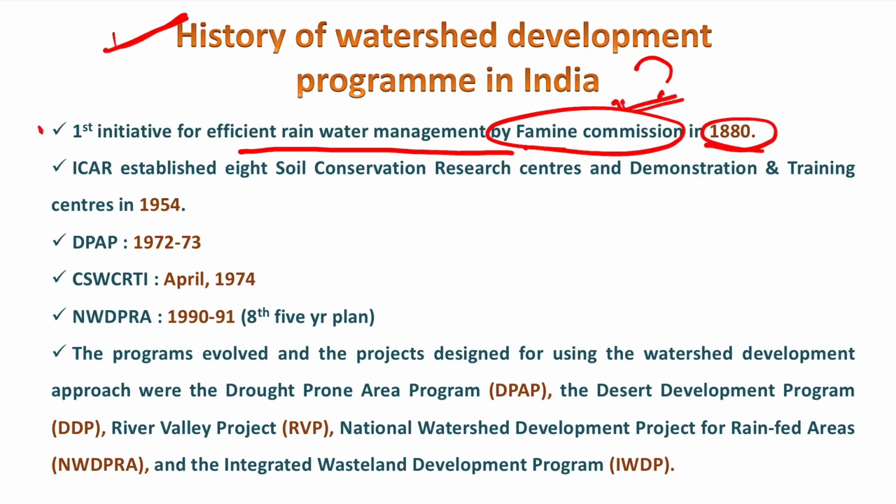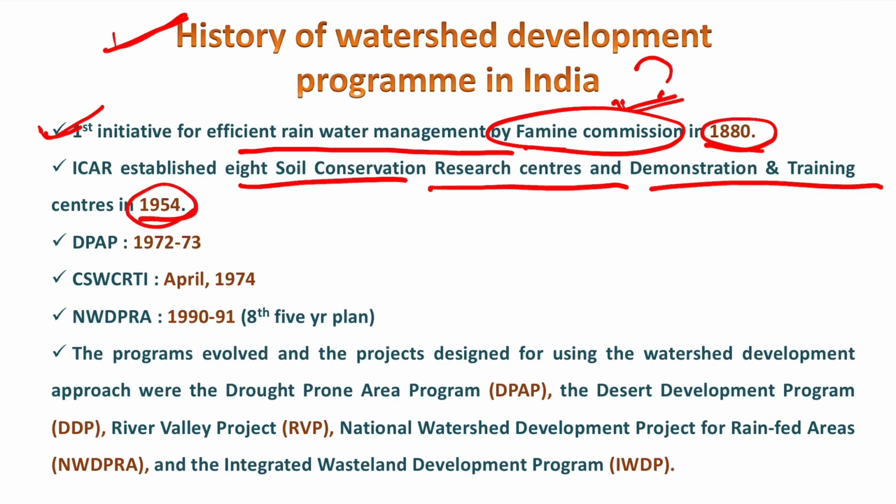So they took the first initiative for rainwater management. ICAR established 8 soil conservation research centers and demonstration and training centers in 1954.